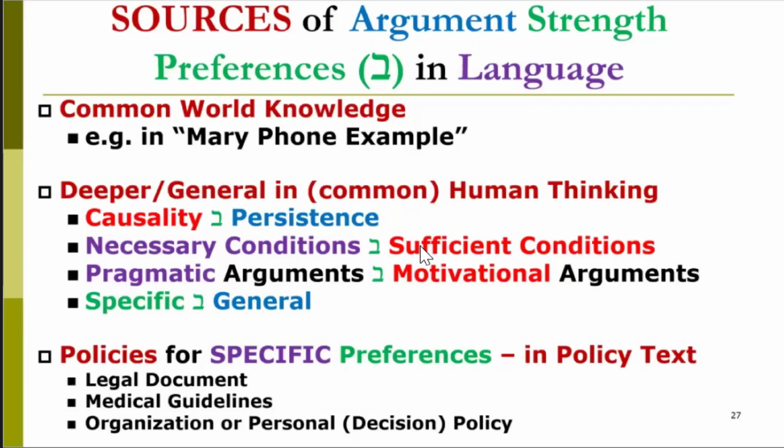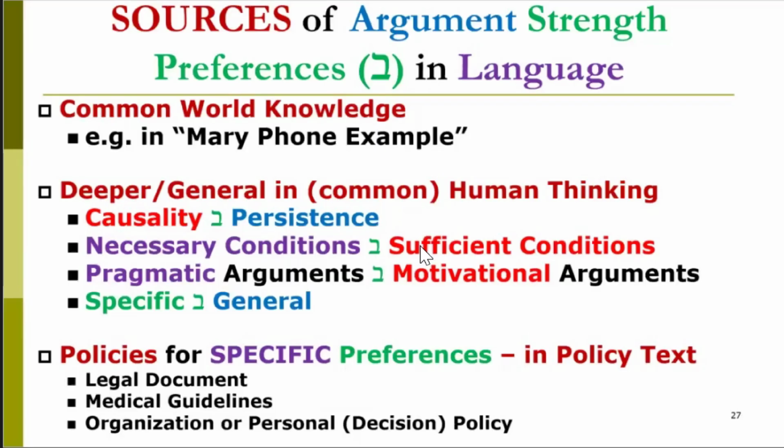She's going to go to the library because she has an essay to finish, okay? That's a nice argument. She has an essay, suppose she's going to go. The library is closed. She's not going to go to the library, and the pragmatic argument will win, will be stronger. This idea in mathematics that necessary conditions are stronger than sufficient conditions. Causality is stronger than persistence if we're talking about reasoning in time and in change.